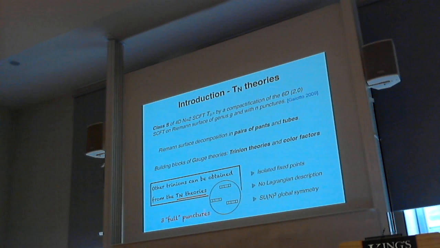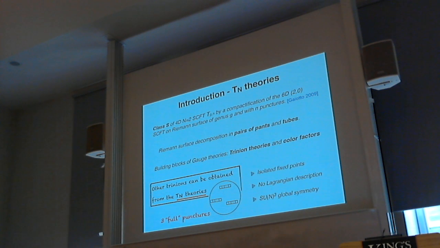They are depicted here. They are spheres with three punctures that are labeled by this symmetric Young tableau. And these are being called in the literature full punctures. What you have to know about them is that these theories, they correspond to isolated fixed points. There is no Lagrangian description for them, and they have this SU(N) cubed global symmetry.